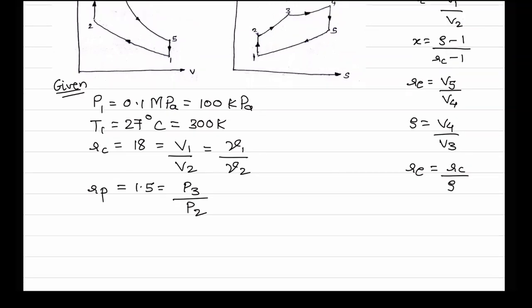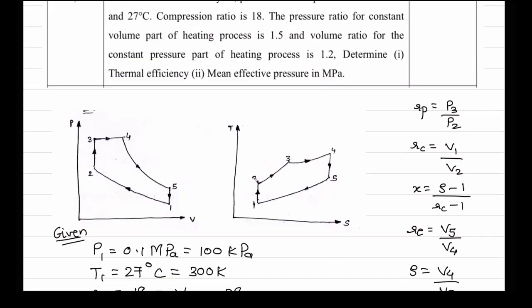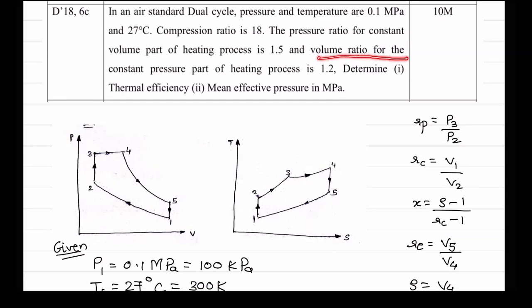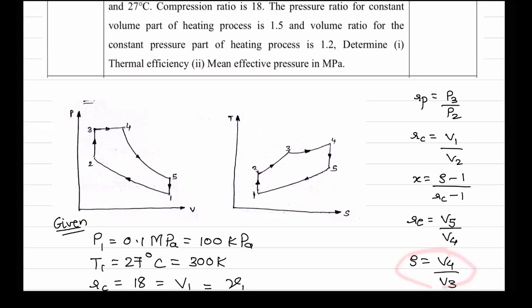Next data, volume ratio for constant pressure part of the heating. So constant pressure part volume ratio is what? V4 by V3. And what is V4 by V3? V4 by V3 is cutoff ratio. So basically cutoff ratio has been given.